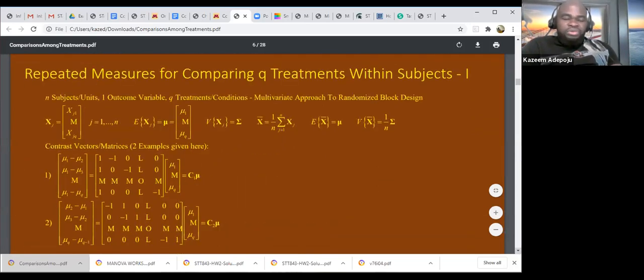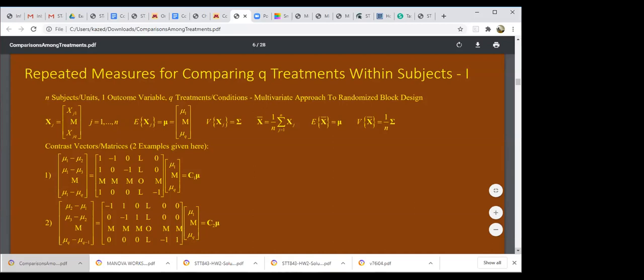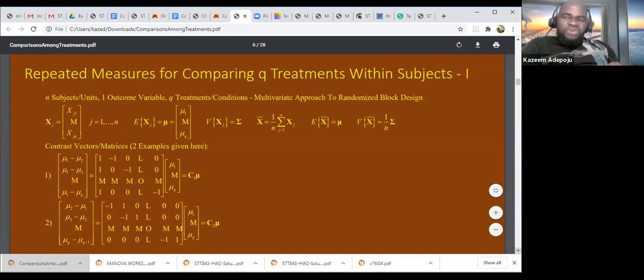So I'm actually going to go into repeated measures for comparing Q treatments within subjects. Now, let me ask you this question. How many of you have done analysis of variance before? Is there anyone who has done analysis of variance before? Yes. Okay, thanks for sharing. Have you also heard about two-way ANOVA?